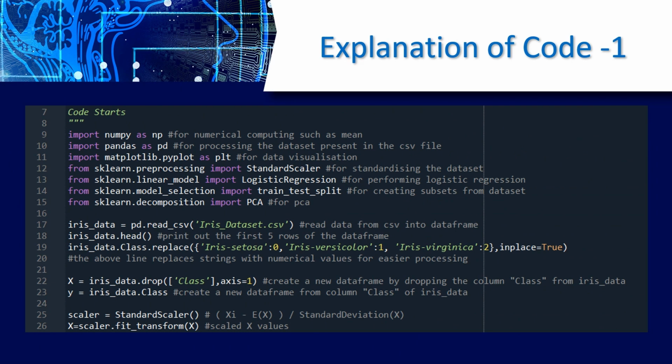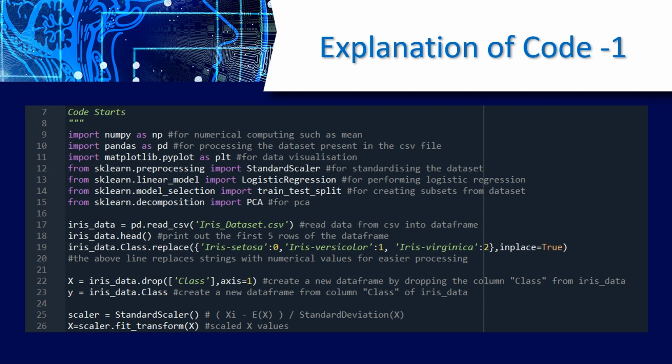So the coding starts from here. Here I have imported the libraries NumPy, Pandas, Matplotlib, and scikit-learn. For standardizing, we use a standard scaler, and for logistic regression, we use the training model and the test model, and we also import the PCA. Here in line number 17, we read the CSV data file, which has the iris dataset, and then we print the first 5 rows of the data frame, using iris data.head.